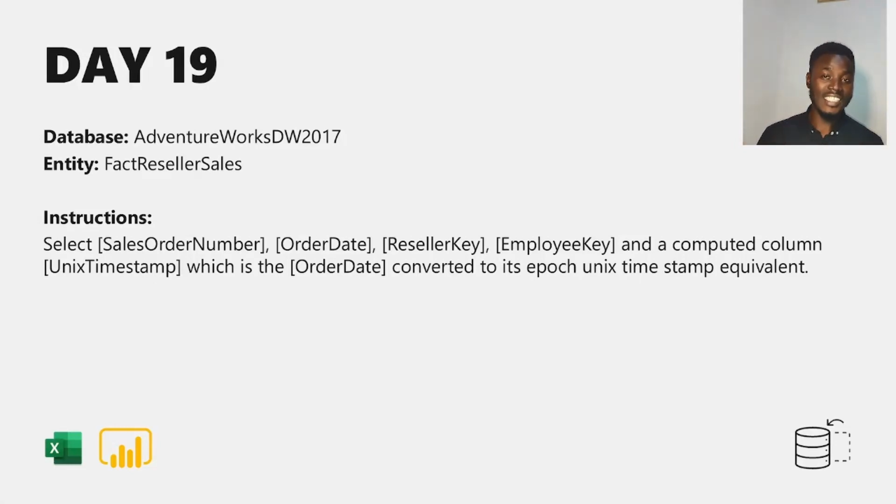Today is the 19th of the query folding challenge, and the instruction says to select sales order number, order date, reseller key, employee key, and a computed column, Unix timestamp, which is the order date converted to its epoch Unix timestamp equivalent. We are to use the AdventureWorks database and the fact reseller sales table.